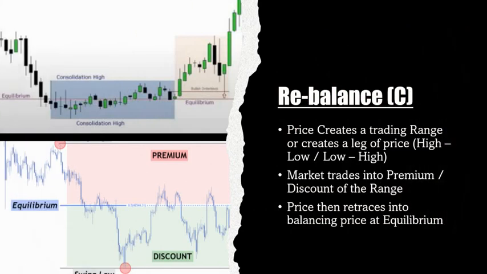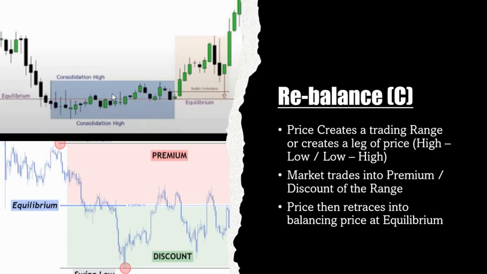The next example of rebalance, so rebalance C, price creates a trading range or creates a leg of price, which is from a high to a low or from a low to a high. Market trades into premium or discount of the range. Price then retraces into balancing price at equilibrium. Okay? So, if we have our premium and discount set, so in this consolidation high, consolidation low here, we have our premium and discount.